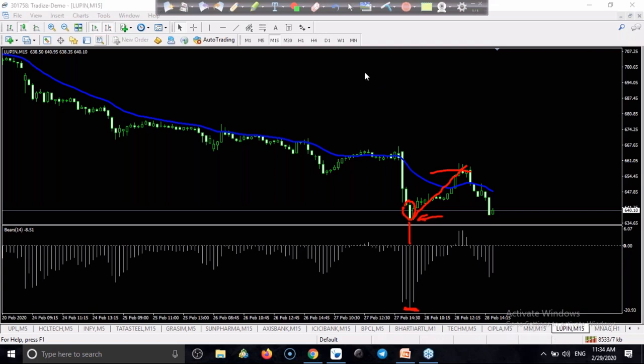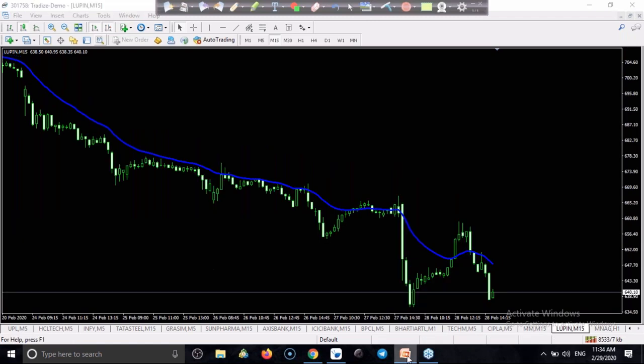Is it clear how to find out the area of values? Okay, so most of the people are making a big mistake. I'm telling you again and again, don't make that mistake. That is the most important thing. So always find out the area of values. All right.